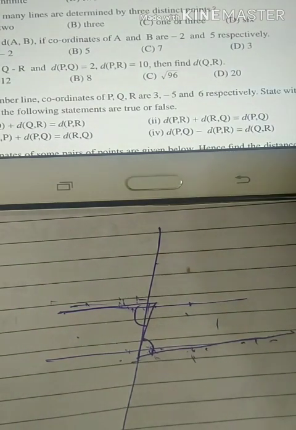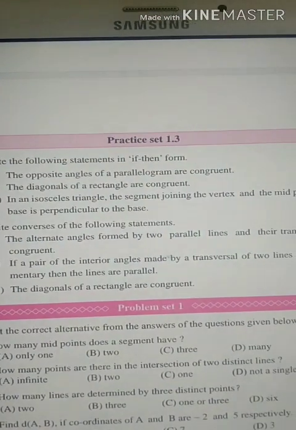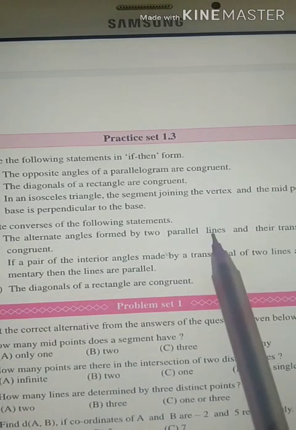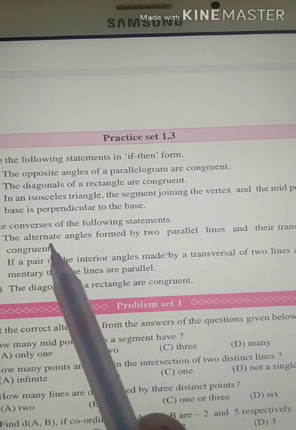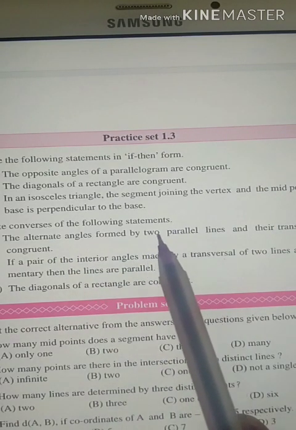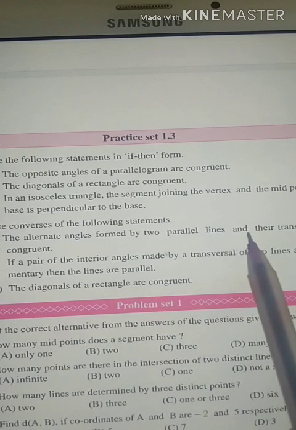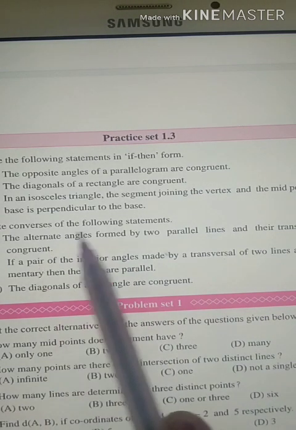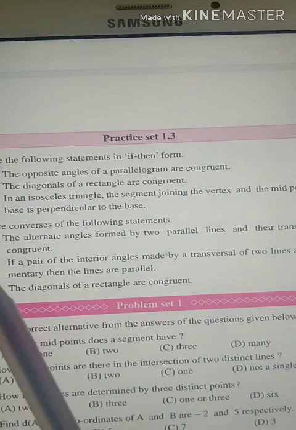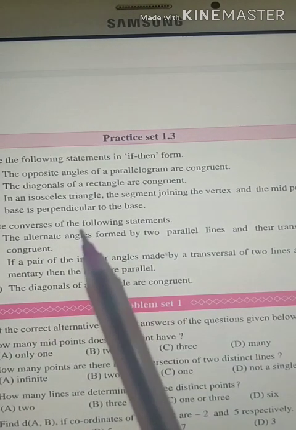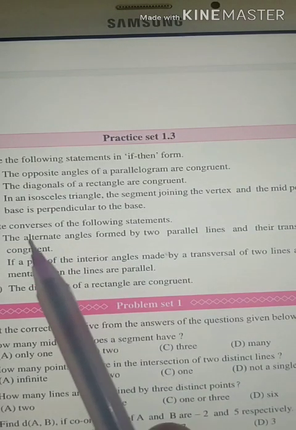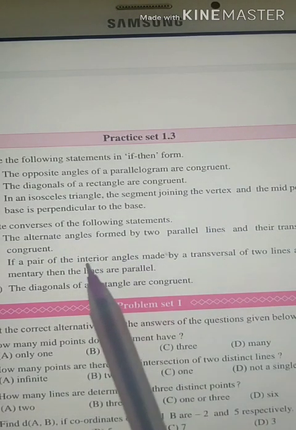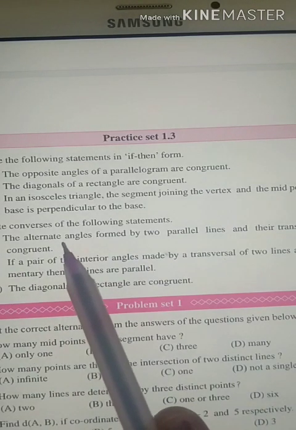Because in the first question they did not give it in "if" and "then" form, you will write it in "if" and "then" form, and that will be the converse. So here they are saying alternate angles formed by two parallel lines and the transversal are congruent. So this is the given part, no? So we framed it as: if the alternate angles formed by two lines and their transversal are congruent, then the lines are parallel. Okay, so that first one is done.